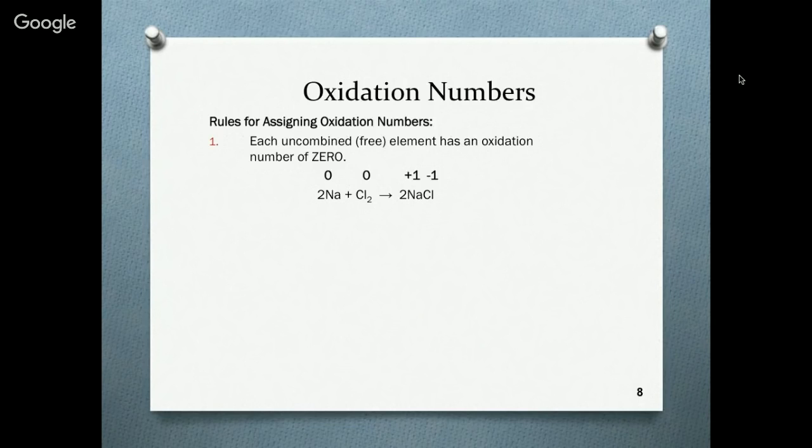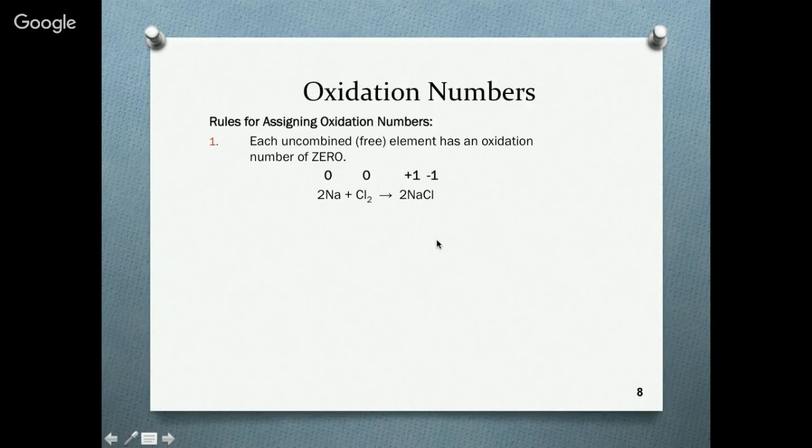This part's a little bit boring, I apologize, but we'll get through it. All right, oxidation numbers. If you are an element and you are all by yourself, you're going to have an oxidation number of 0. So if we look at the example here, we have Na plus Cl2 gives you 2 NaCl.